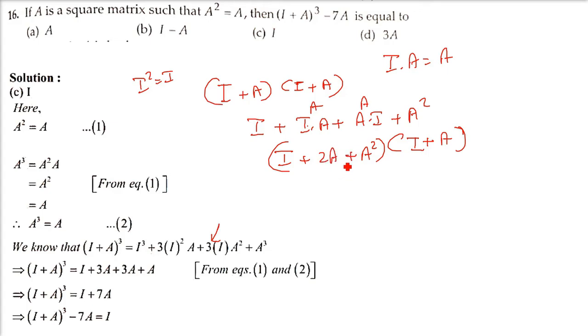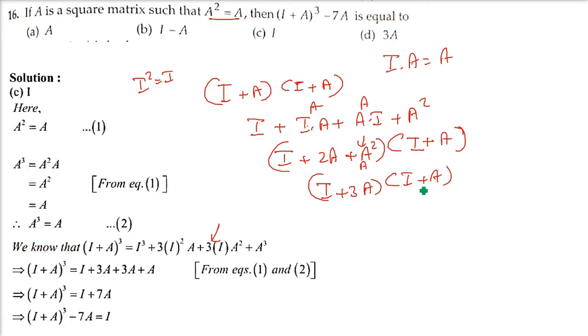That is not possible here. It may come out the same, it may not, but we have to follow the proper procedure. So in place of A square, we will be putting A. So this is I plus 3A. We have to multiply it with I plus A. Okay. Now let us do it step by step.